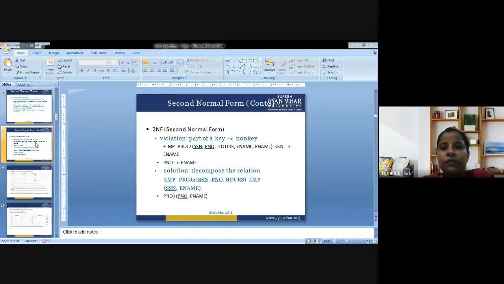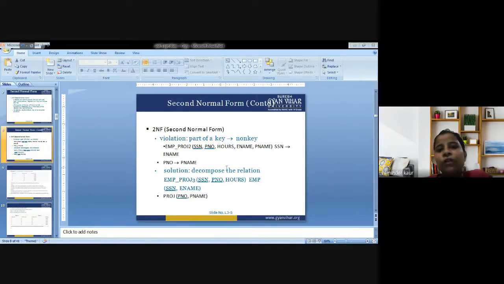So these are certain interpretations using the example that we have used in first normal form. Have a look at the same. So this is the second normal form violation, where violation happens when a part of the key is representing the non-key. Employee project 2 has social security number, project number, hours, e-name, p-name as attributes. Social security number is deriving e-name, p number is deriving p-name.